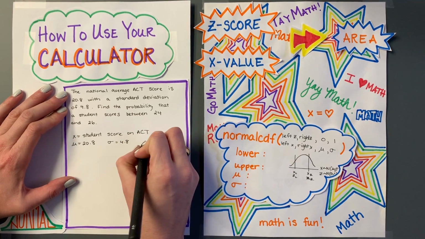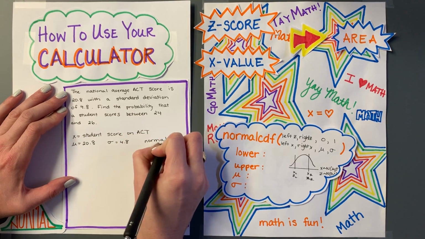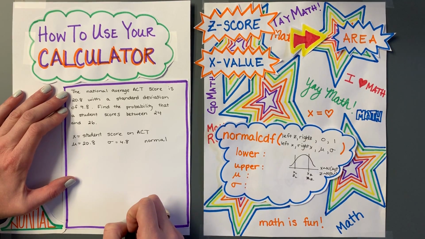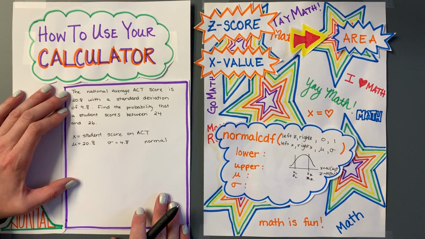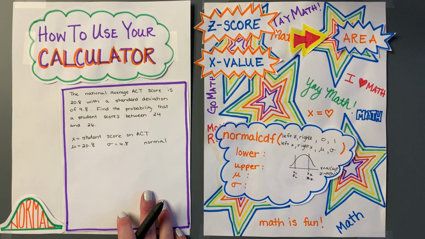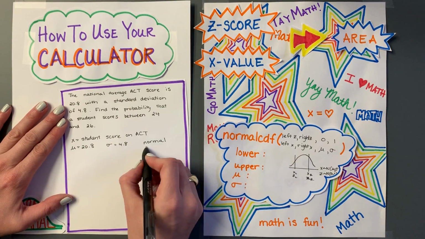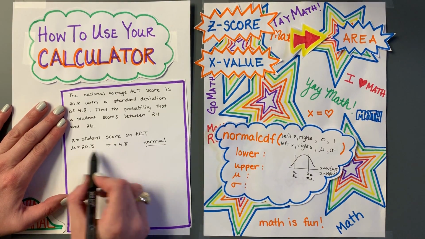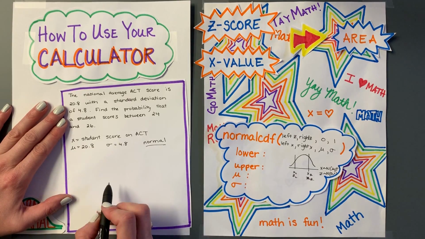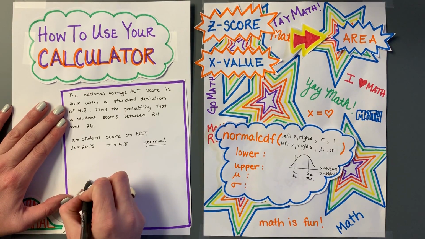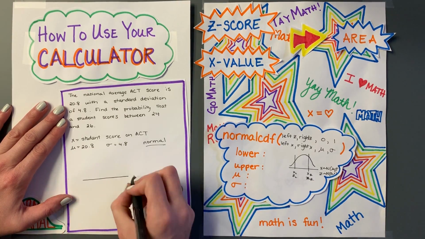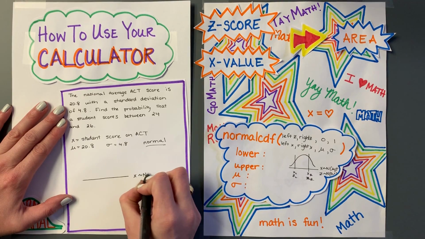And let's say that this is a normal model. ACT scores are normally distributed. That is how they come up with what your score actually is. So this is a normal distribution with the given parameters here, and this is my variable x. So I am going to draw a normal distribution.